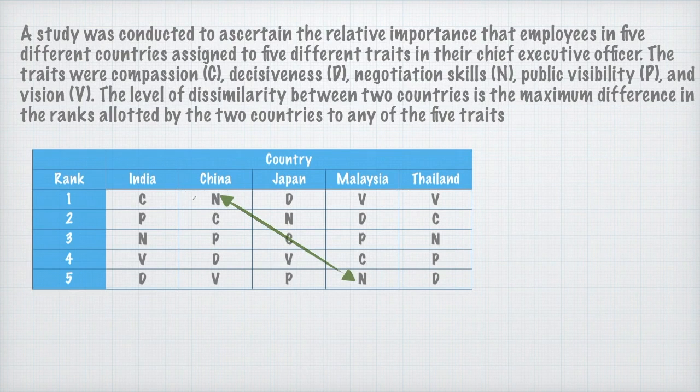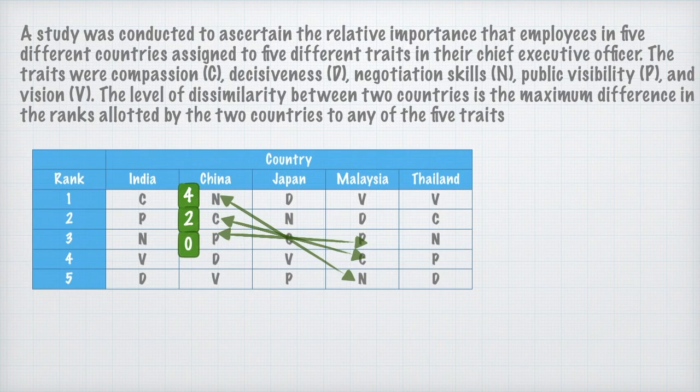Another observation would be that the maximum difference possible is only 4, because the best case scenario for the ranks is that one country would give it rank 1 and the other country would give it rank 5. That's the maximum far apart they can go. So the maximum level of dissimilarity between any country is 4, and that would be when the same trait is given rank 1 by one country and given rank 5 by another country.